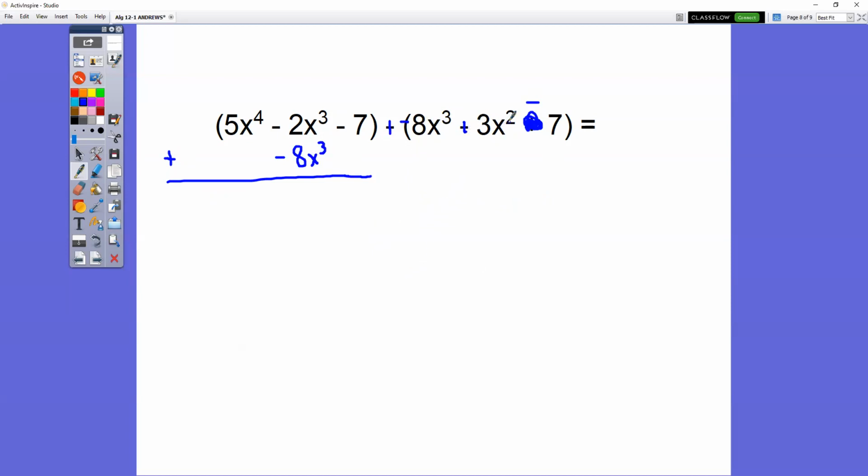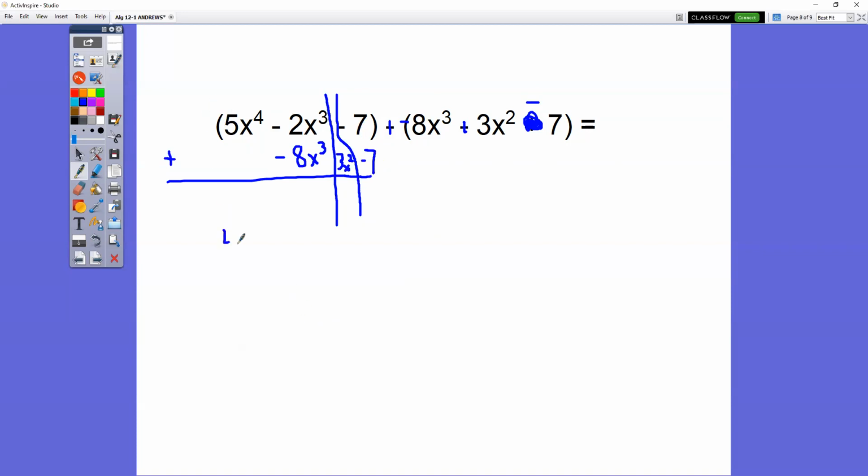We have plus 3x squared. Do we have a column for that? No. All right, so we've got to make our own column here for the 3x squared. Then we have a -7 at the end, which goes with that -7. So we're adding going down.